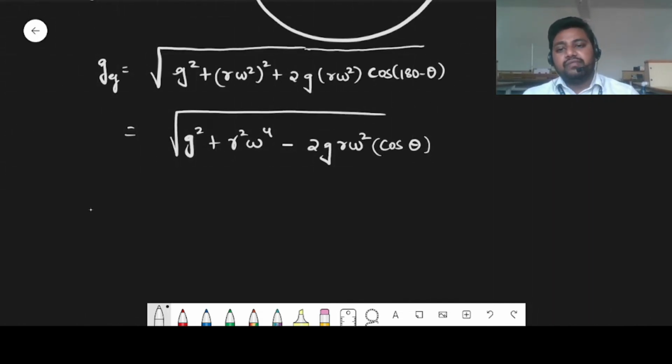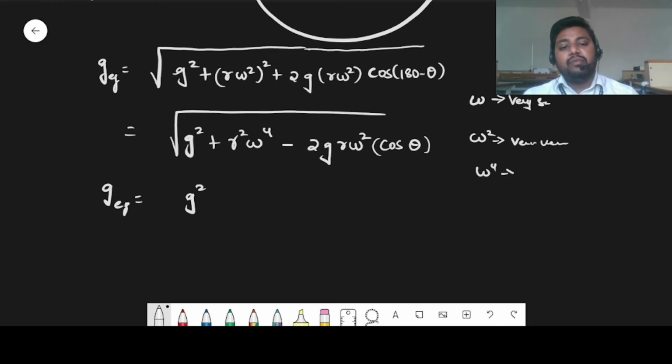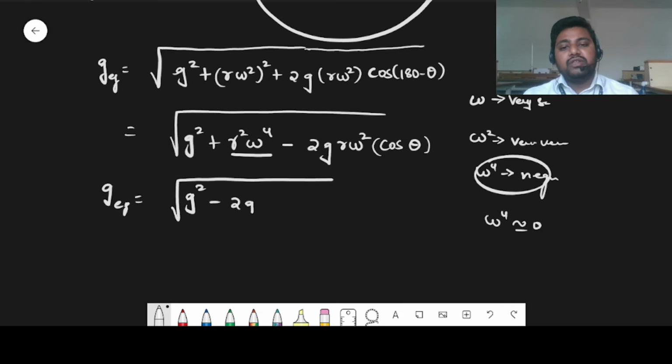Now further, if I am writing g effective, we know that omega is very small. If omega is very small, then omega square will be much smaller, and omega power 4 will be negligible. That means I am approximating the value of omega power 4 as completely 0, so I can neglect it. So we get under root of g square minus 2g r omega square cos theta.